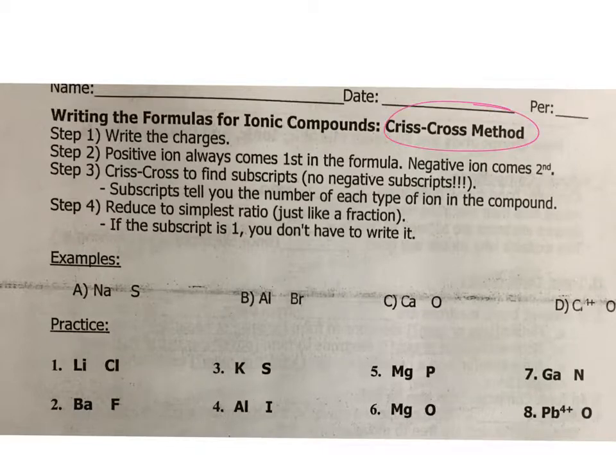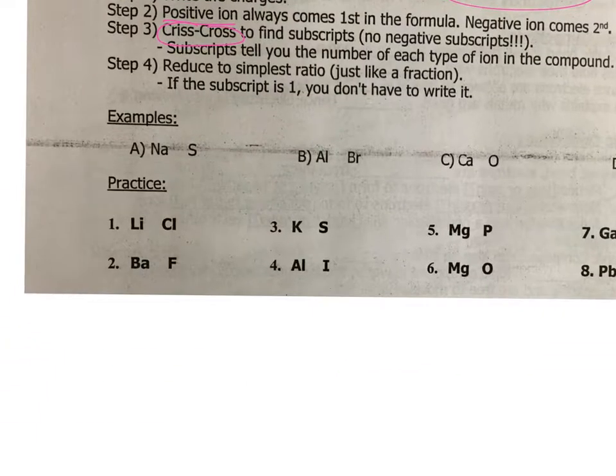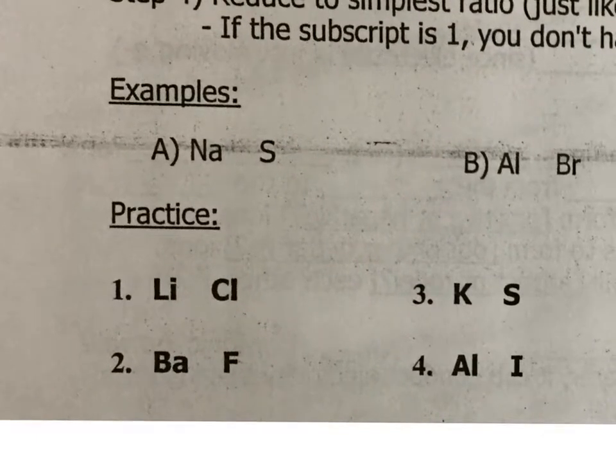All right. So crisscross method is going to involve you looking for those charges. So group 1, 2, 3, 4, 5, 6. Okay, all of those things, you got to look for their charges first. Then you're going to obviously always put your positive one first. Positive ion comes first, and then negative ion comes second. You guys already know that. Then you crisscross to find your subscripts. All right? So let's look at this. Sodium. Sodium has a what charge?